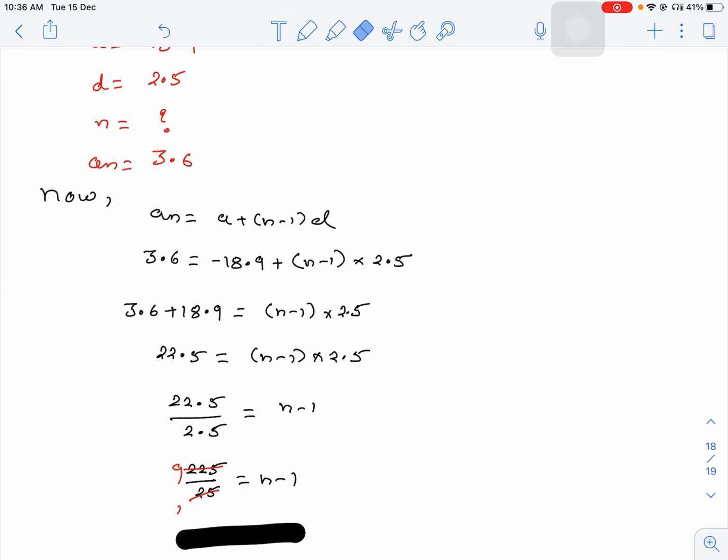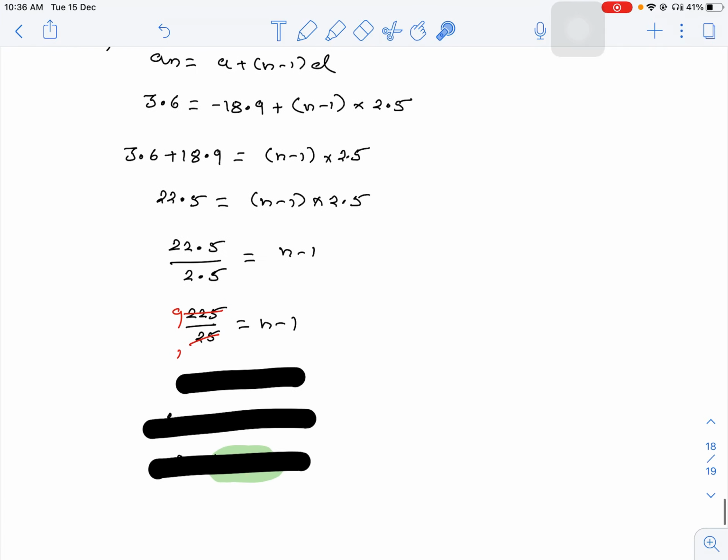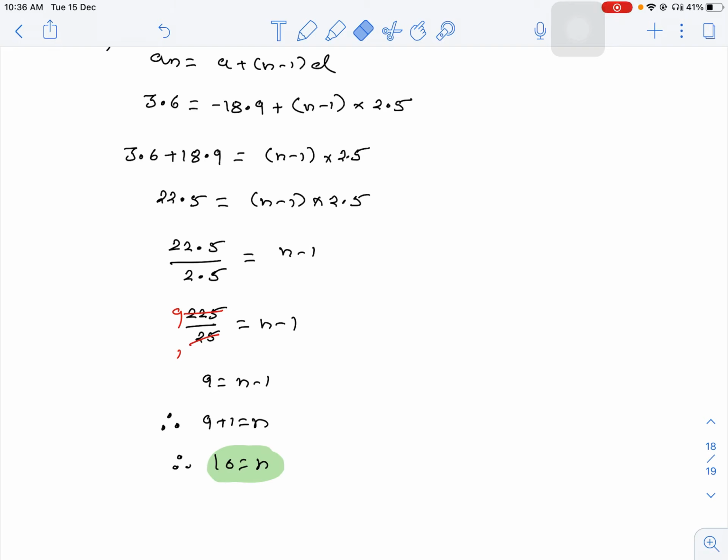So finally, if you are getting confused, we can move this decimal. If this decimal is moving one digit to the right, then this should also move. So we get 225 upon 25. Now 25 ones are 25, 25 nines are 225. In the next step we get 9 equals n minus 1. Now we will change the side of this minus 1. If it goes to this side it will become plus, so you will get 9 plus 1. So finally n equals 10.